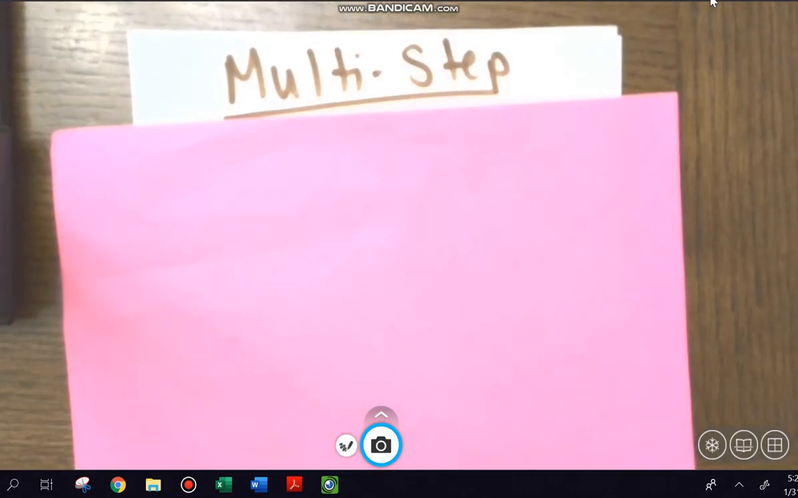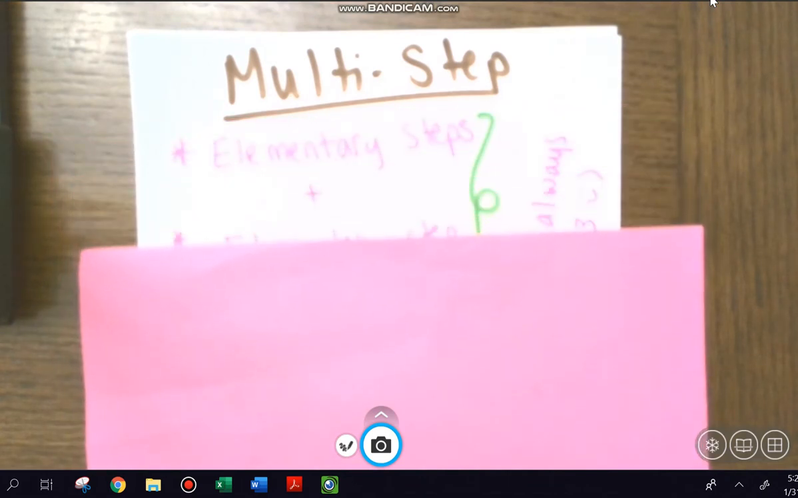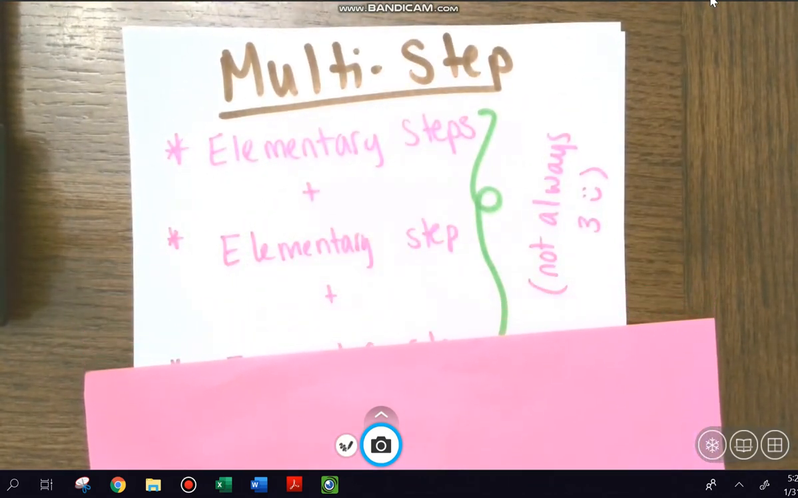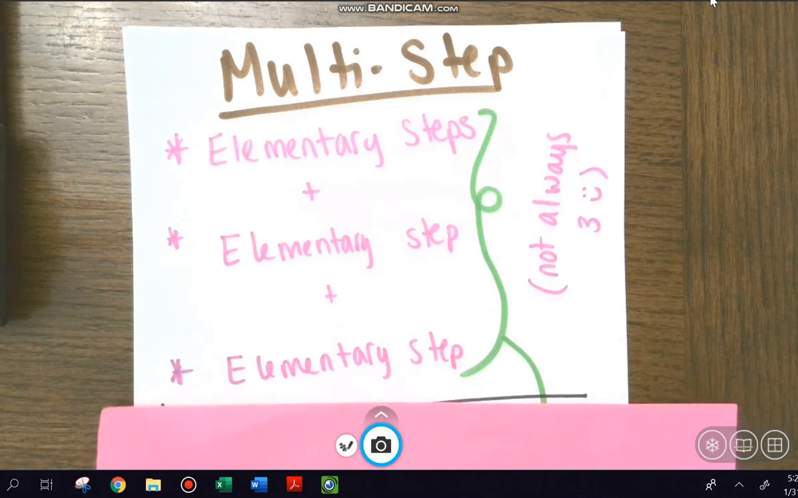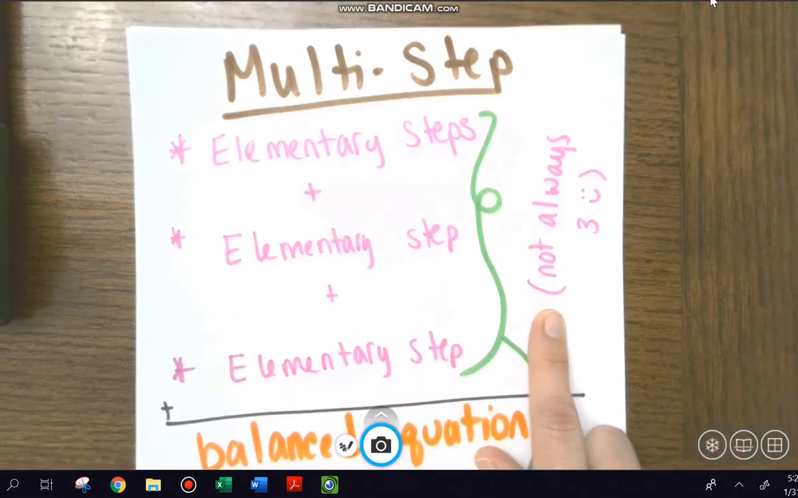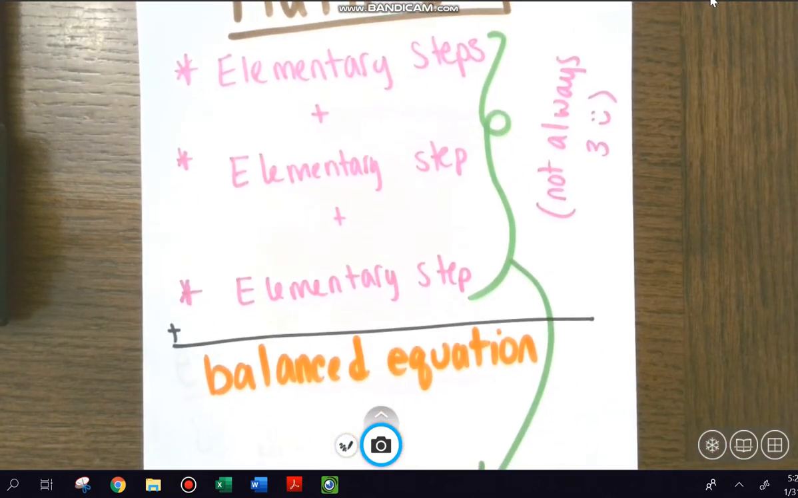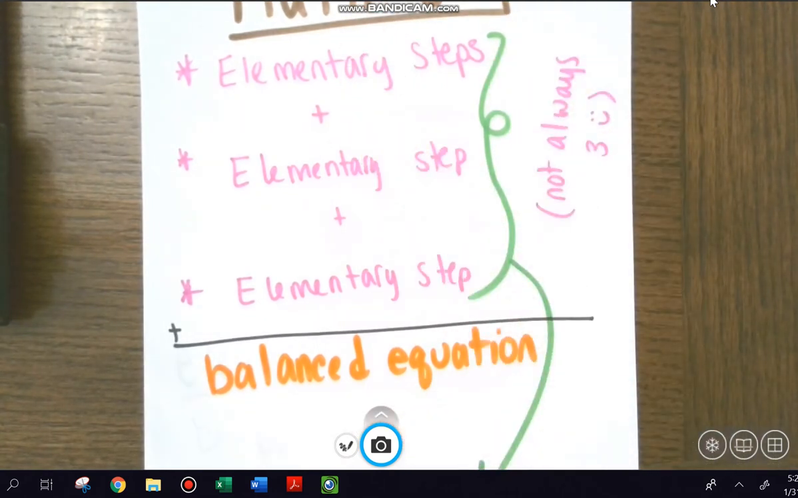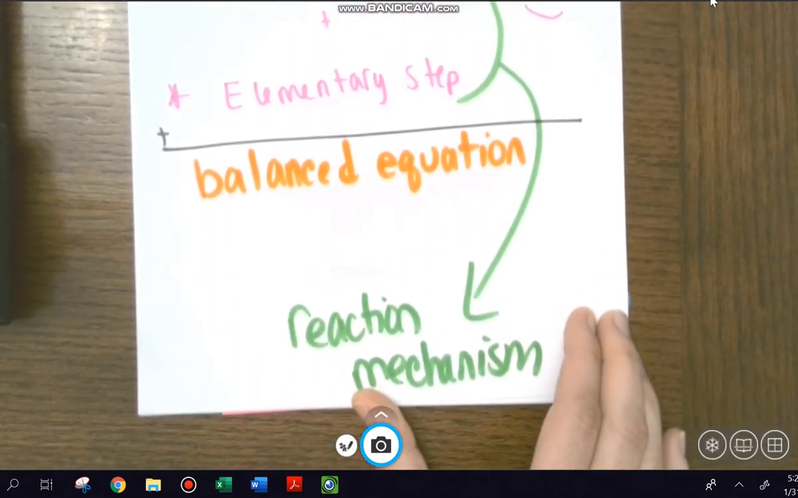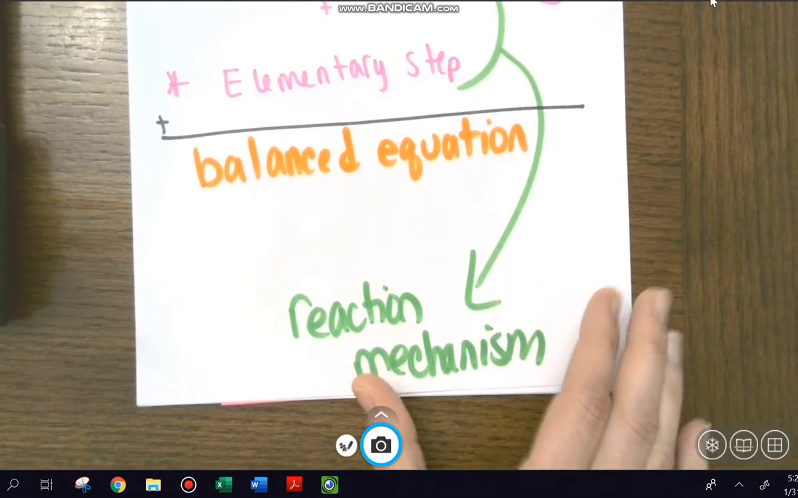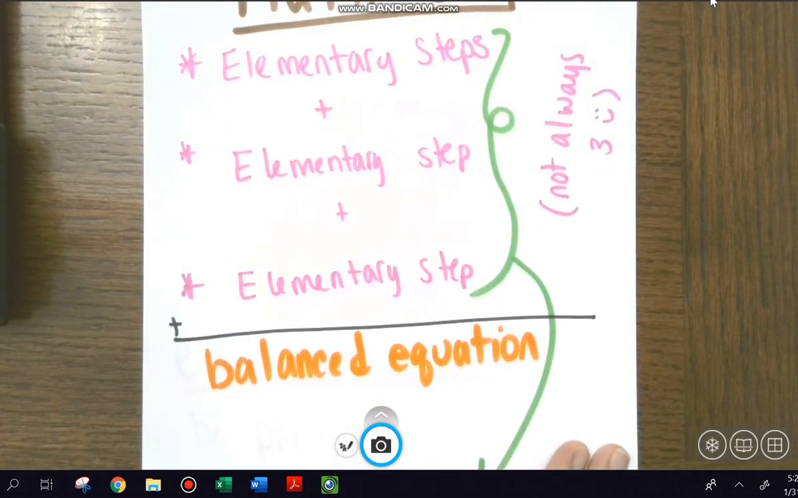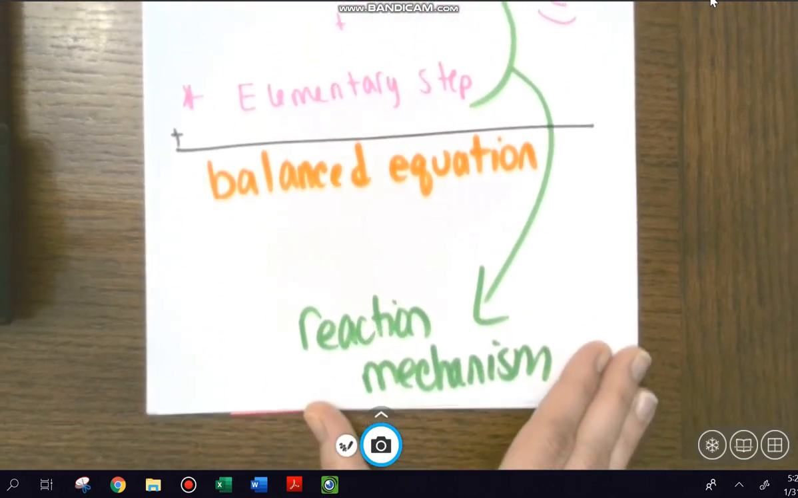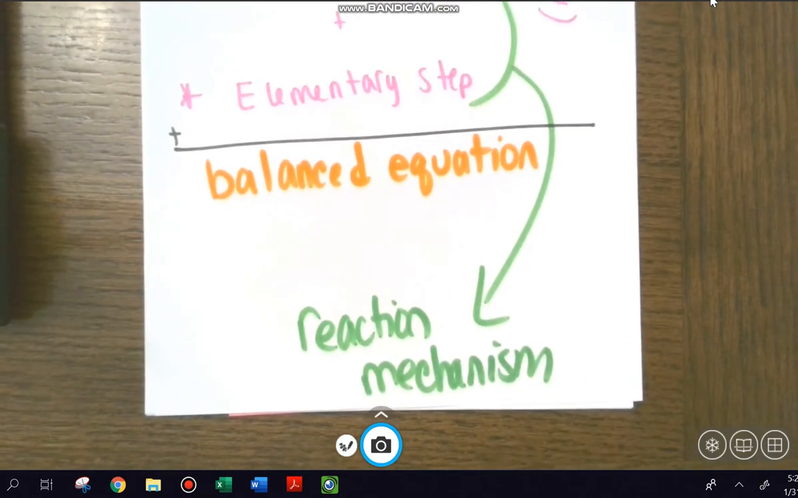What we haven't talked about yet is that most reactions are actually multi-step. We're not going to have reactions that occur in just one step, but we have what we call elementary steps. So it may take 1 step, 2 steps, 3 steps. Usually it's not just 1 step. It's going to happen in several different steps, not always 3, but those different steps are going to add up to a balanced equation, and what we call that is a reaction mechanism. All the elementary steps together are called the reaction mechanism.